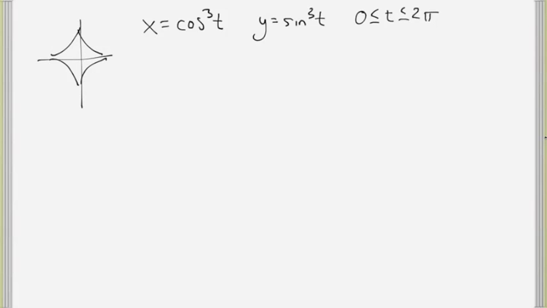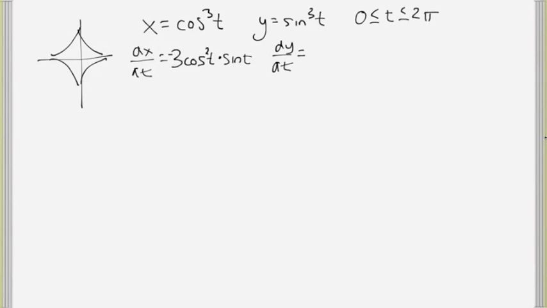So to find arc length, we need the individual derivatives. So the derivative of x is chain rule. 3, leave the inside alone, lower the power, times the derivative of the inside, which is negative sine. I threw the negative out front of everything there.